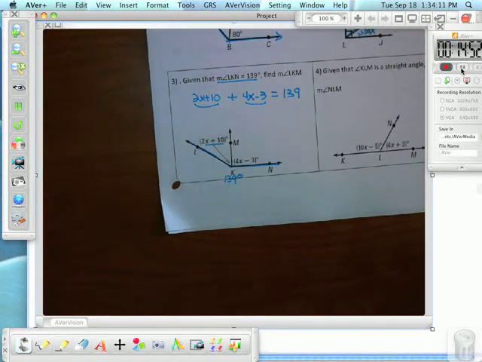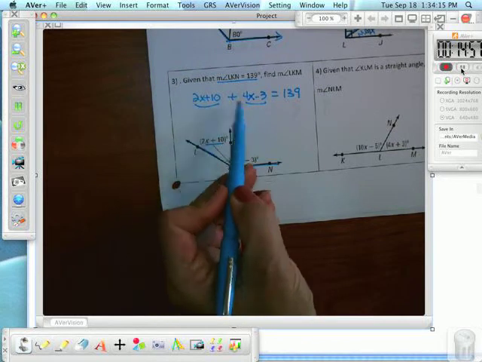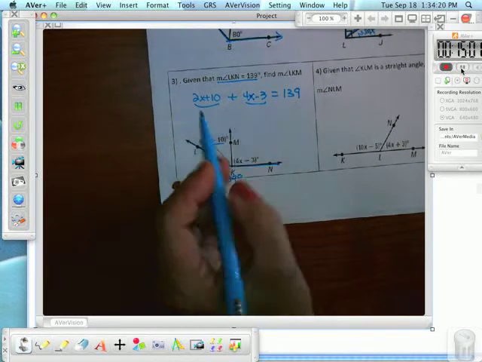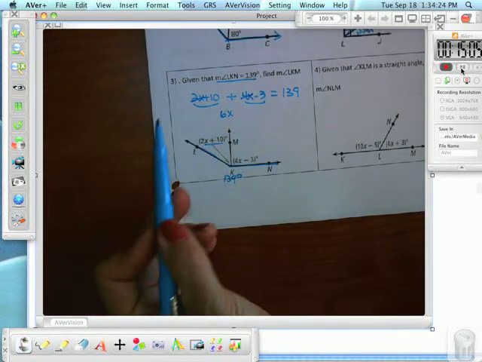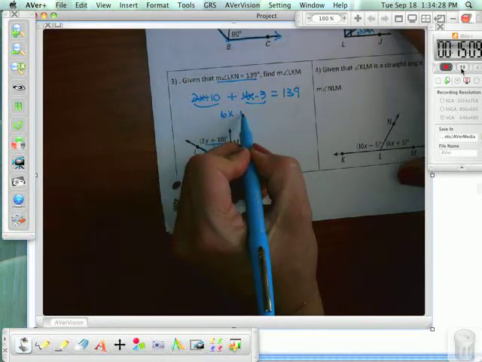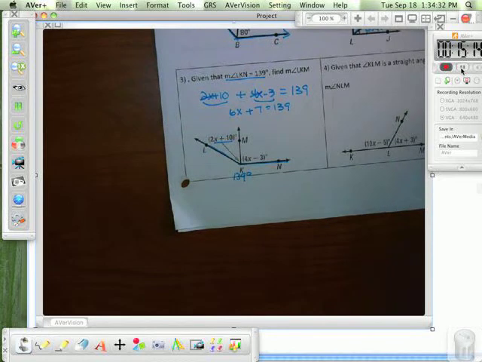So now it's just combining like terms. I have 2x plus 4x. How many x's do I have altogether on this side? 6x. And then I have 10, take away 3, is how many? Plus 7 equals 139. Oh, it's looking prettier.